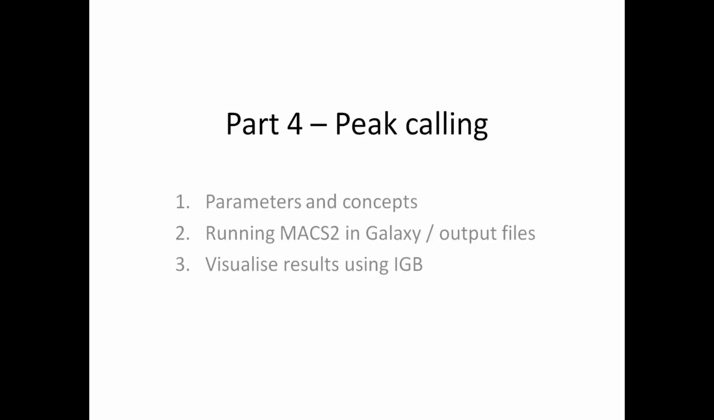This is part 4 of a series of videos describing how to perform ChIP-seq analysis using Galaxy. The main aim of this part is to discuss how the so-called peak calling step of ChIP-seq analysis works. The most widely used peak caller is MACS, which stands for Model-Based Analysis of ChIP-seq, and basically identifies regions of the genome with a greater abundance of enriched ChIP reads compared to input reads.